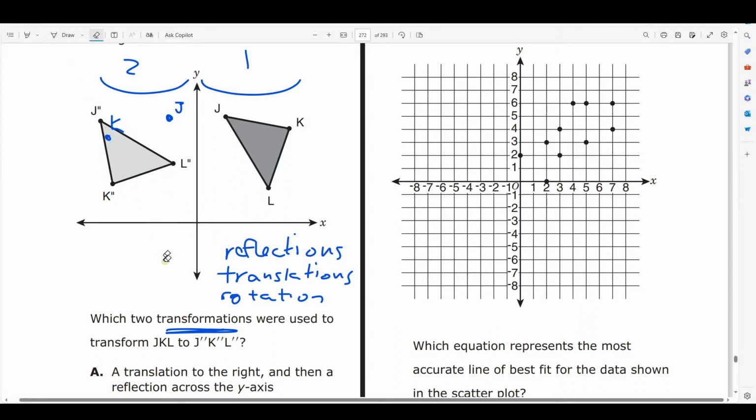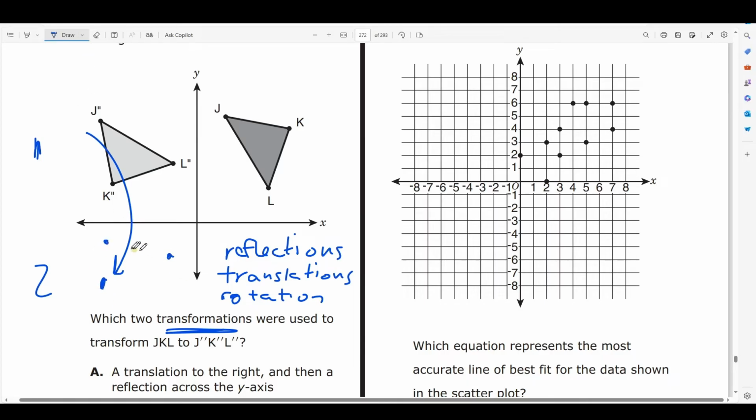You can also have a reflection over the x-axis, right? And it's the same thing. Just imagine that this is page 1, that this is page 2, and you're just flipping this page downwards. So you'd have something that looks like this, right? Where this is K, J, and L. Something like that, right? So you're kind of flipping a page.